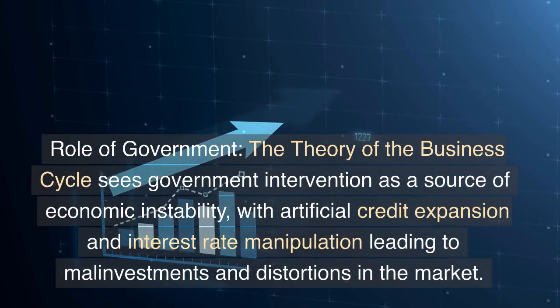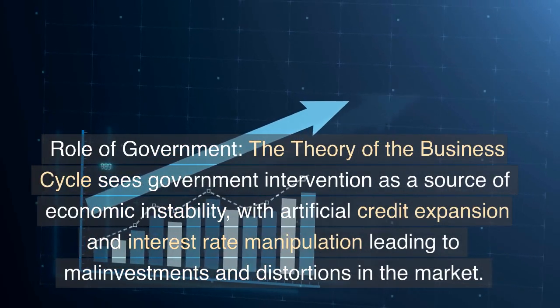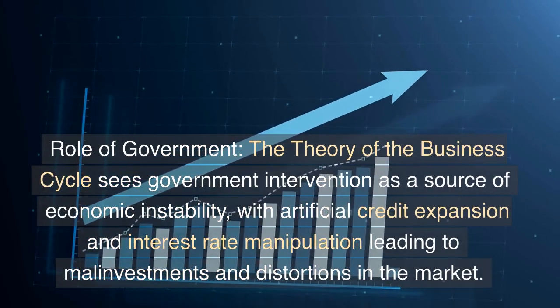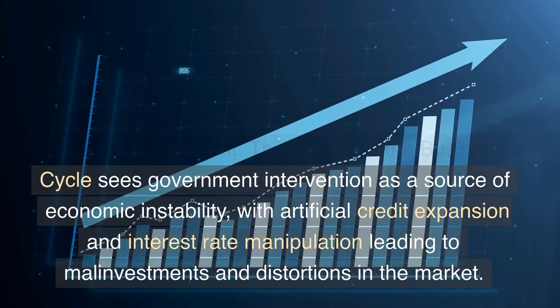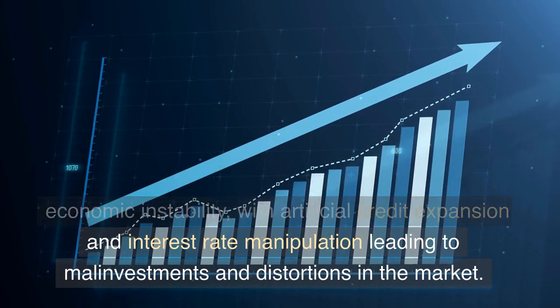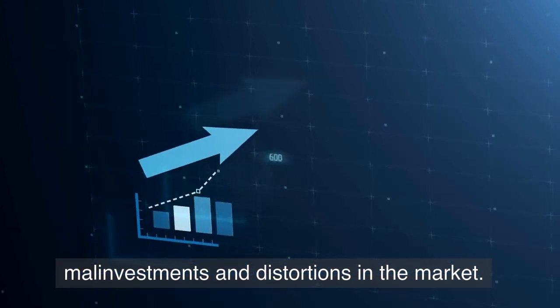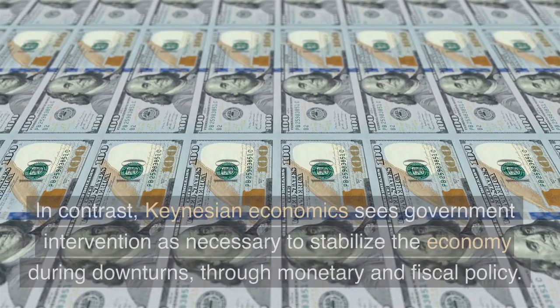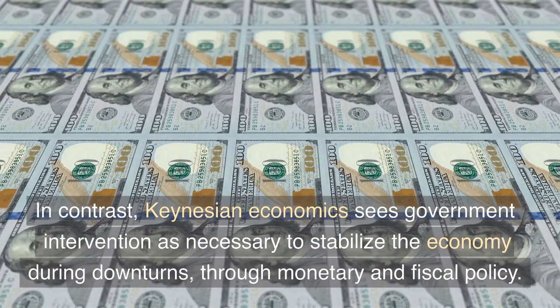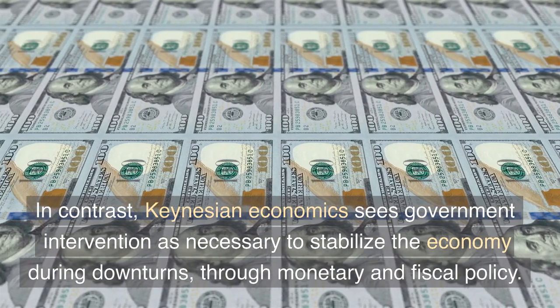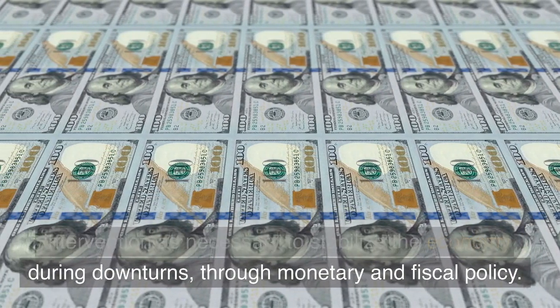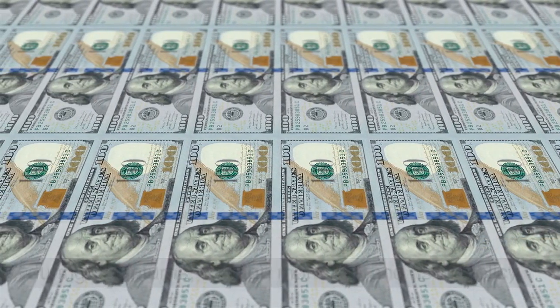Role of government. The theory of the business cycle sees government intervention as a source of economic instability, with artificial credit expansion and interest rate manipulation leading to malinvestments and distortions in the market. In contrast, Keynesian economics sees government intervention as necessary to stabilize the economy during downturns, through monetary and fiscal policy.